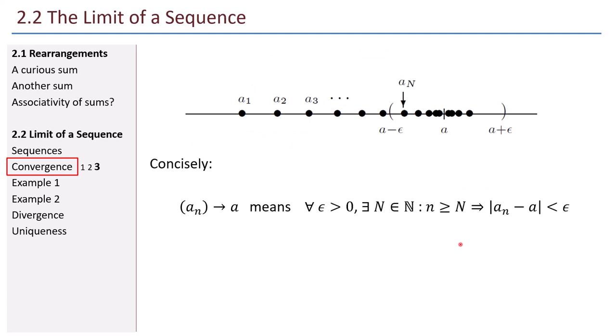One more way of thinking about this definition. Here's a concise way of expressing convergence. The sequence A sub n converges to A. Another way of saying that is, for all epsilon greater than 0, there exists a natural number big N such that n greater than or equal to big N implies A sub n is within epsilon of A.